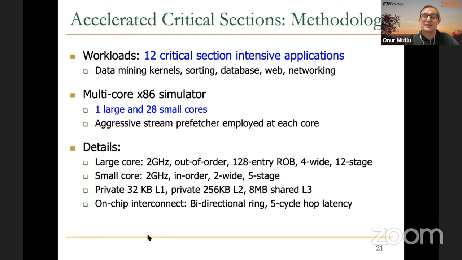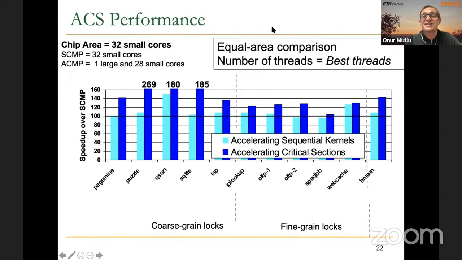But a bidirectional ring essentially is a ring, right? Cores are on ring stops, and one core may be far away from the large core, depending on its location on the ring. Okay, so let's take a look at the results. These are some key results. Basically, we're going to look at equal area comparisons. In this particular case, chip area is equivalent to 32 small cores. Clearly, symmetric multicore has 32 small cores, and asymmetric multicore has one large and 28 small cores.